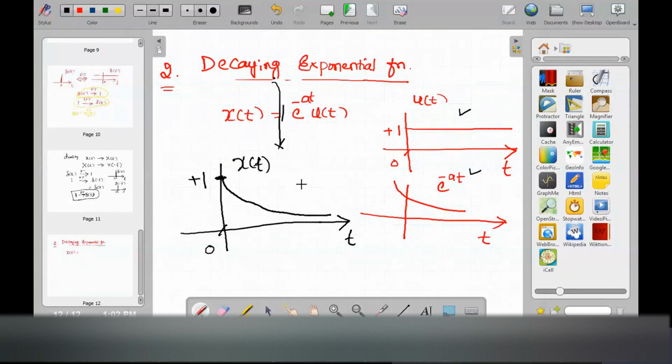Any doubt? What is a decaying exponential function? So let me calculate its Fourier transform. Can I go to the next page? Wait, sir. Copy it.